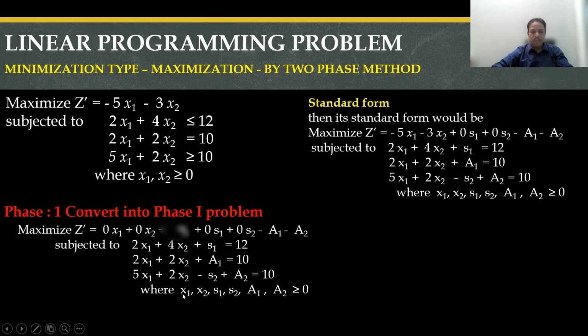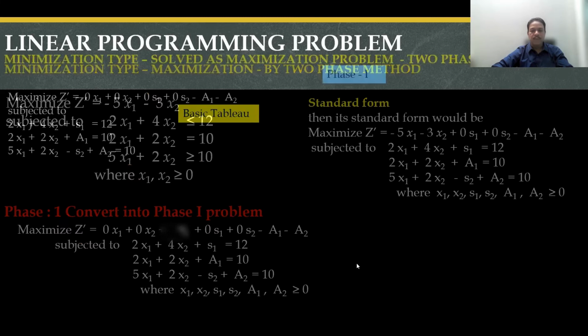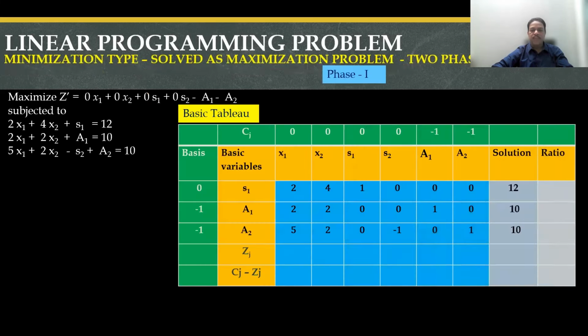Now from this we will form a matrix which looks like this, and we call it the basic tableau. Again, how to form this matrix? I have explained it in the video. You can check the I button, or I will also put the link in the description.